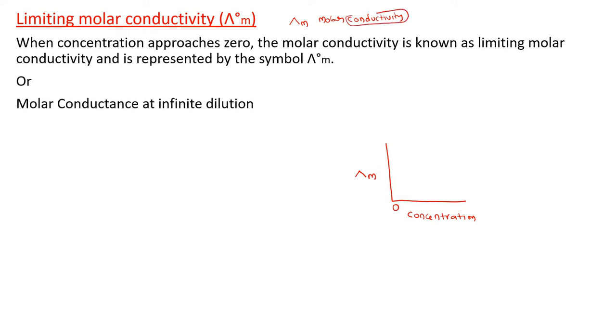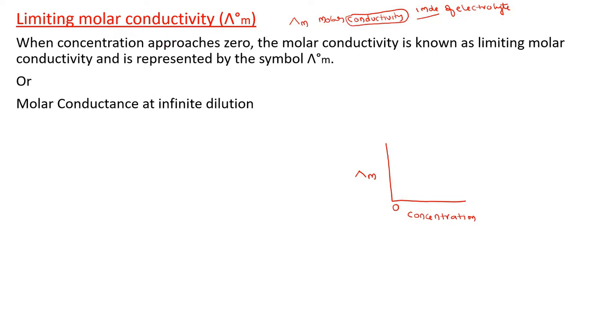an electrolyte having 1 mole. The conductivity of 1 mole of electrolyte when it is placed between two electrodes having a distance of 1 centimeter and area of cross section of 1 centimeter square. Then that conductance you are calling molar conductivity or molar conductance.